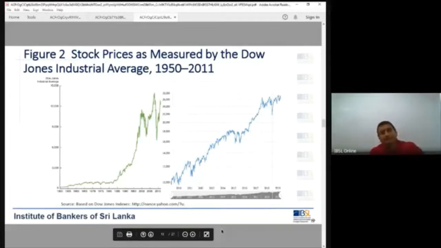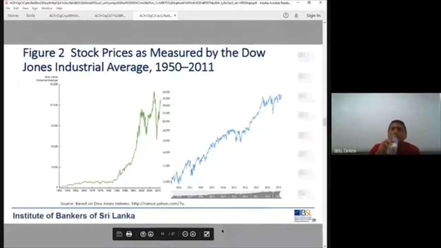So you see here, the stock prices also being presented across different periods, and these are for the US. What you are simply seeing is the green line, from 1950 to 2010, 2011, in the US, the so-called Dow Jones Industrial Average. So it's an index. It's not one company, but industrial companies being pooled to develop an index.